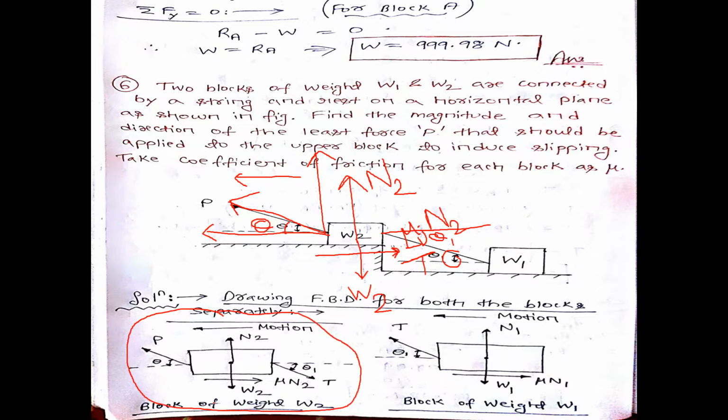Any doubts in the free body diagram of the second block? Any doubt in understanding regarding the FBD of the second block?